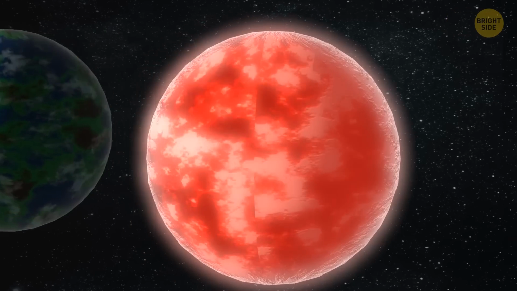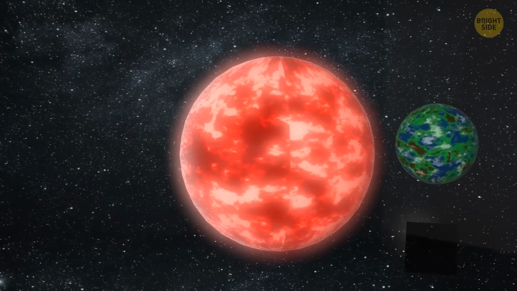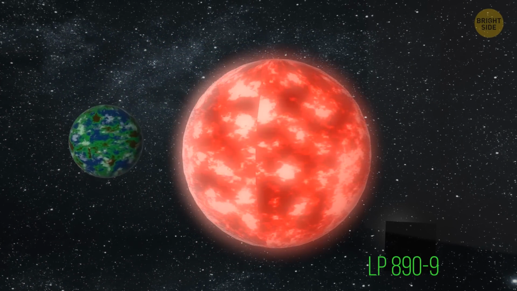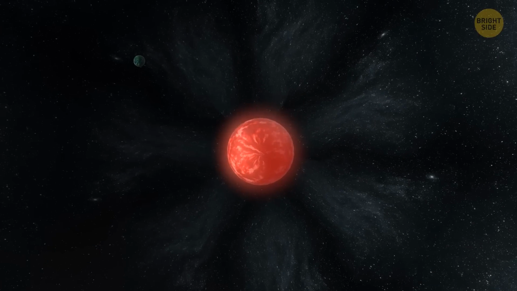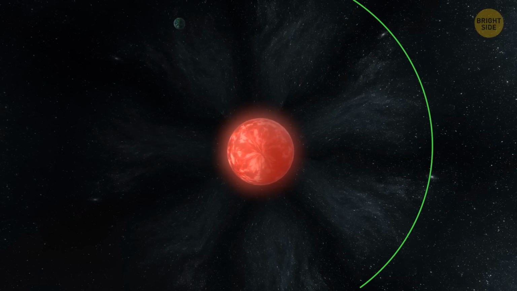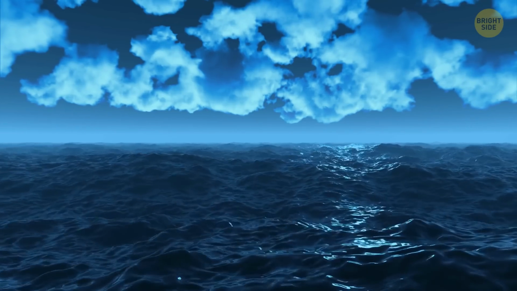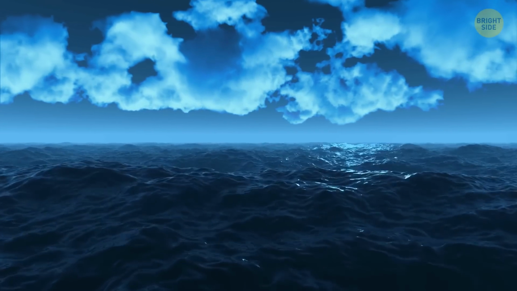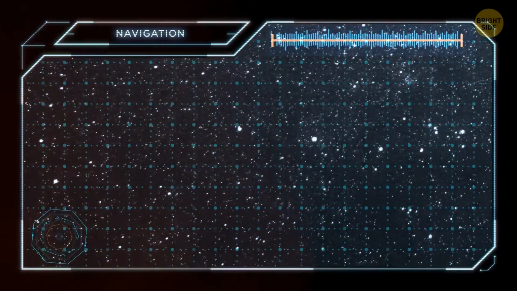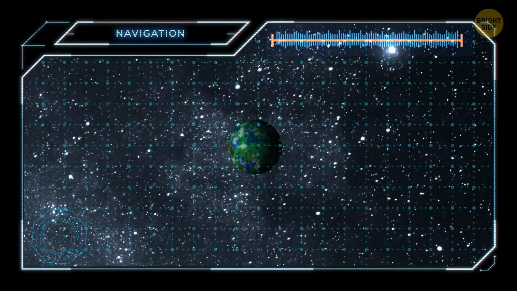It's a bit further out from the star and takes a leisurely 2.5 times longer to orbit than LP-890-9b. It's also a bit larger than Earth. But its real claim to fame is its location within the habitable zone of its star. That means it could potentially have liquid water on its surface and a climate suitable for life. Now, this planet becomes a prime candidate for studying its atmosphere using the James Webb Space Telescope.